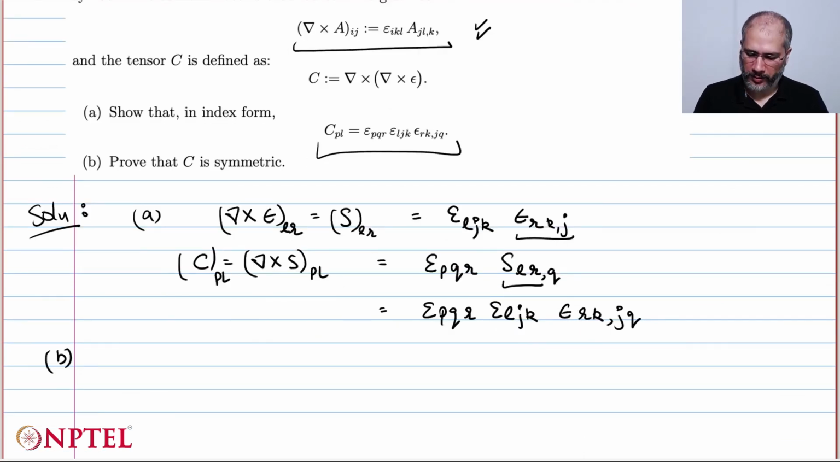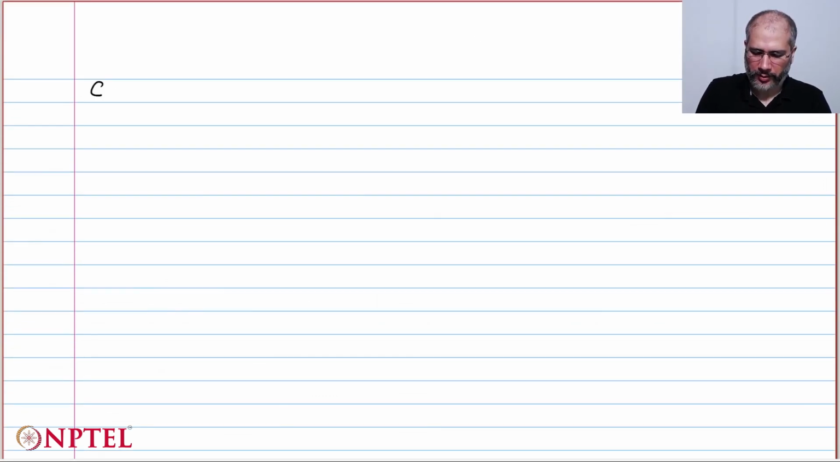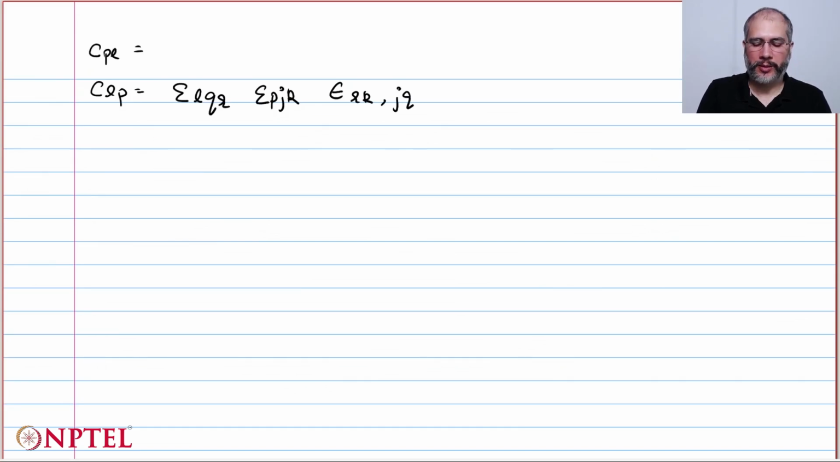Now we move on to part B, where we have to show that C is symmetric. That is, we have to show that CPL is CLP. So let us write CLP using the expression for CPL. So this becomes epsilon LQR epsilon PJK and then strain RK comma JQ. And I'll write CPL as well, just so that we know what we're trying to show.